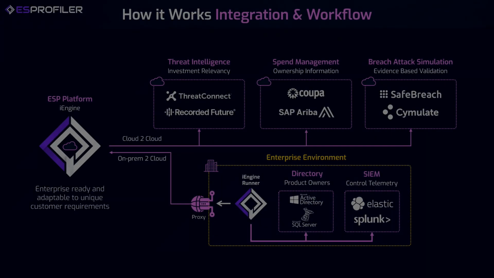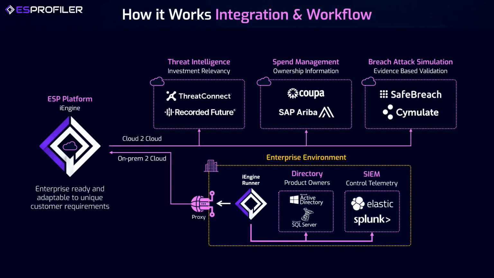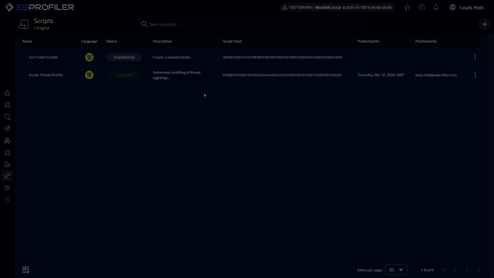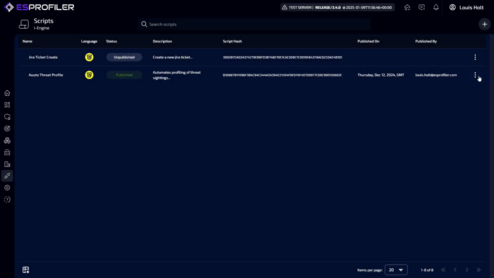So one of the big unique aspects to ESPROFILER is that everything I've just demonstrated is built on top of an API-first platform. And we've taken this a step further with a technology that we call iEngine. And what that means is that we can apply any workflow or automation on top of that API base. And let me demonstrate this right now. So I'm just going to switch over to our iEngine script editor.